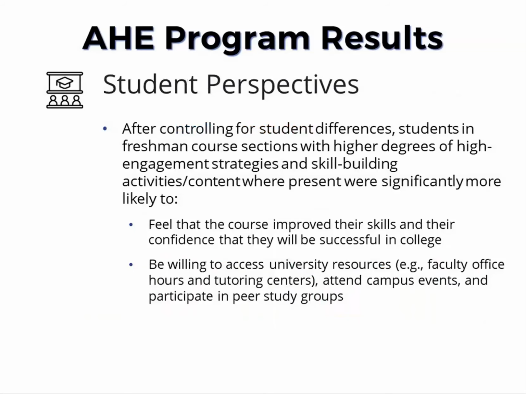Now, the student perspective. So after controlling for student differences, we wanted to find out what is the relationship between a student being exposed to a lot of active and collaborative learning, high engagement strategies, and how they felt the course improved their skills, and how they interacted with university resources. And what we found was when there were higher levels of high engagement strategies and skill building activities, and skill building activities could be note taking, test taking skills, any number of maybe non-academic skills that help to improve their academics.